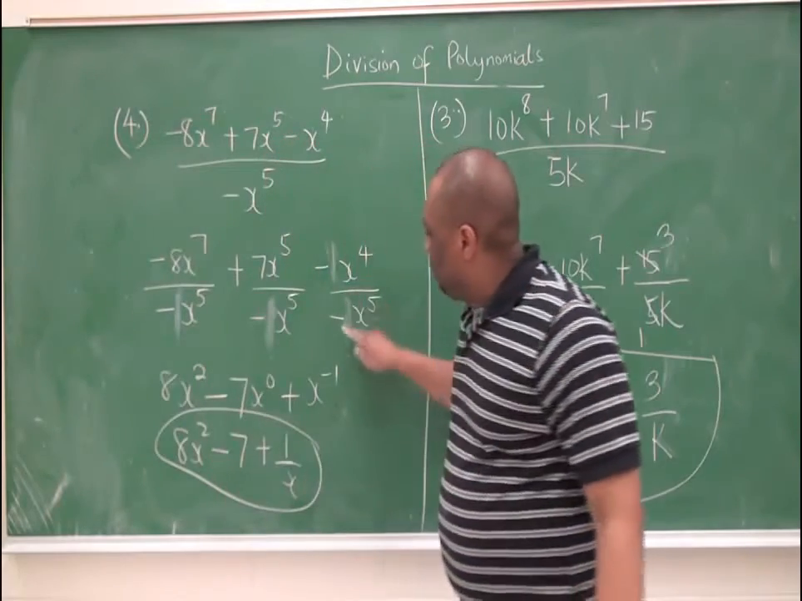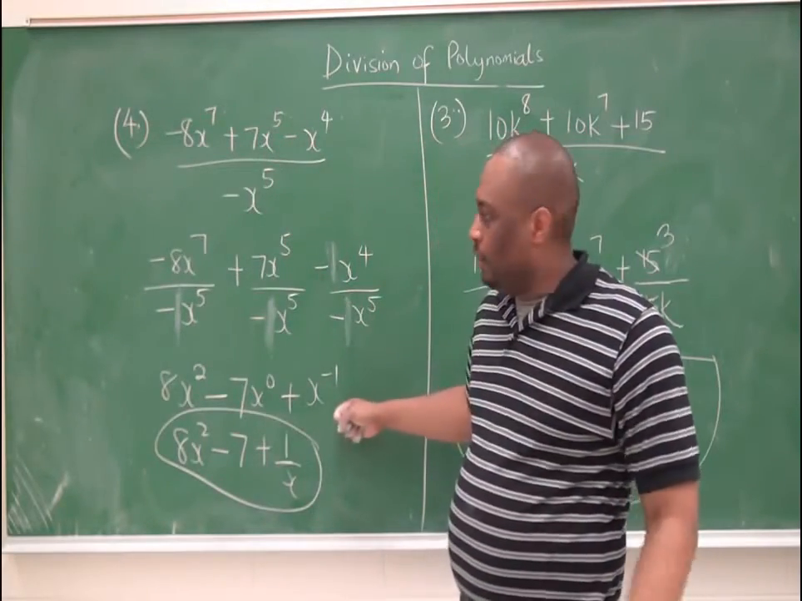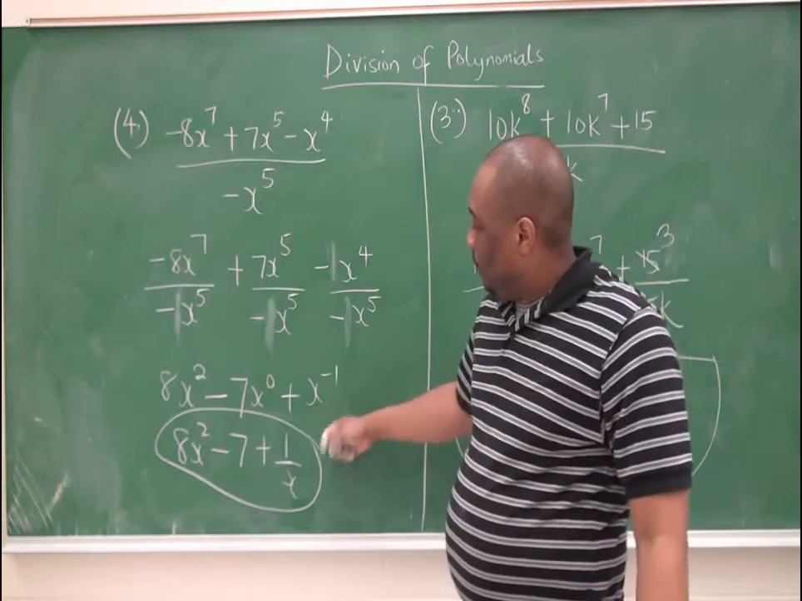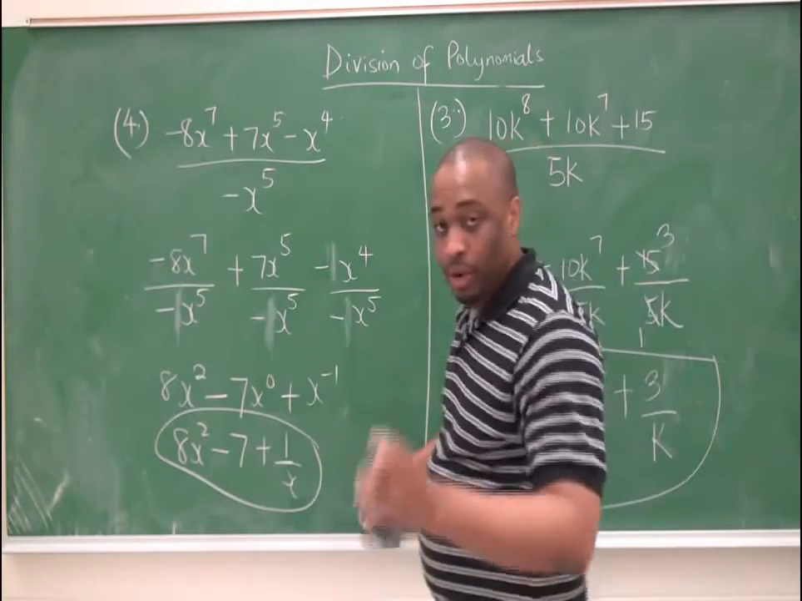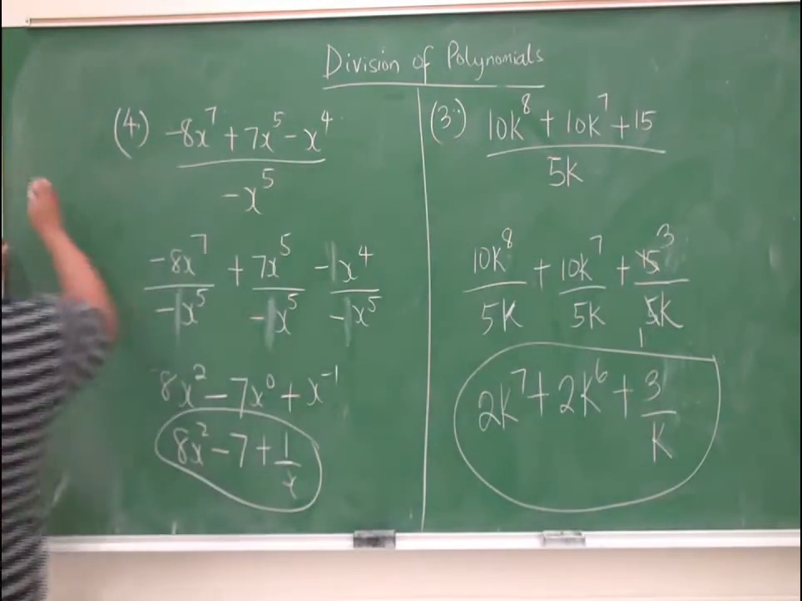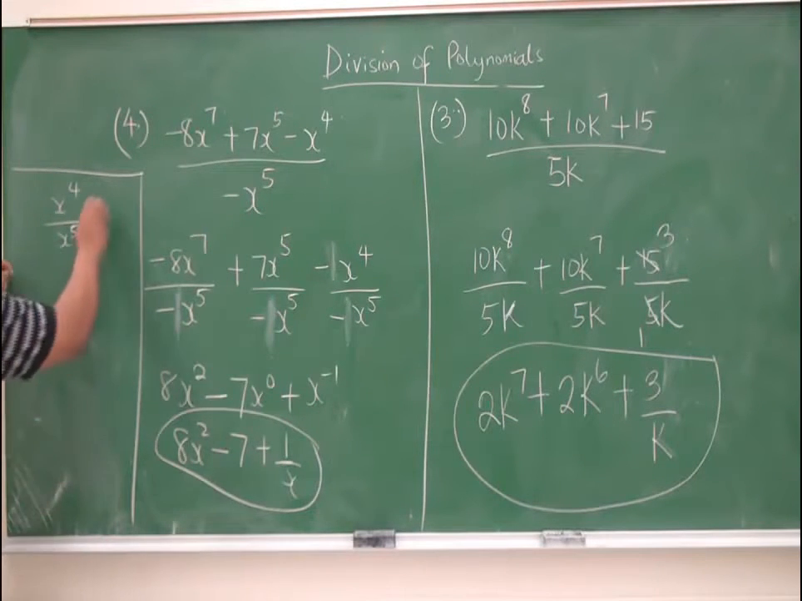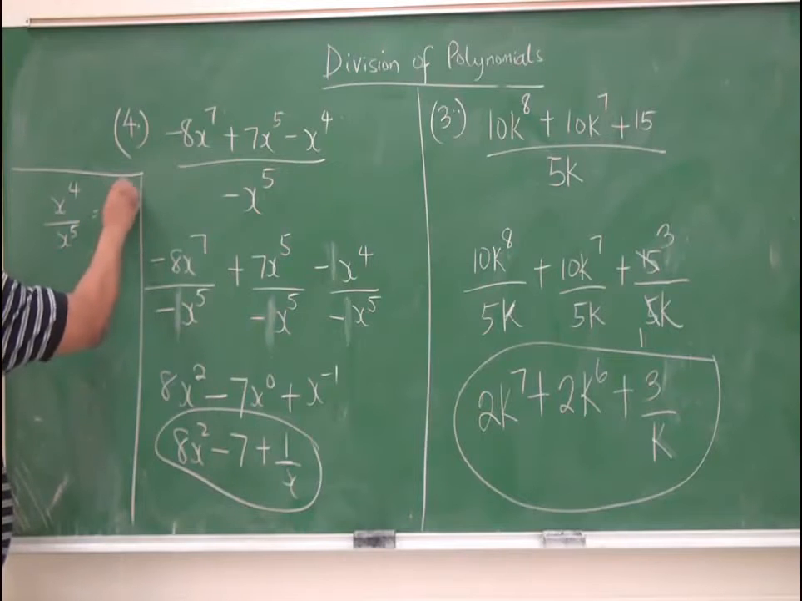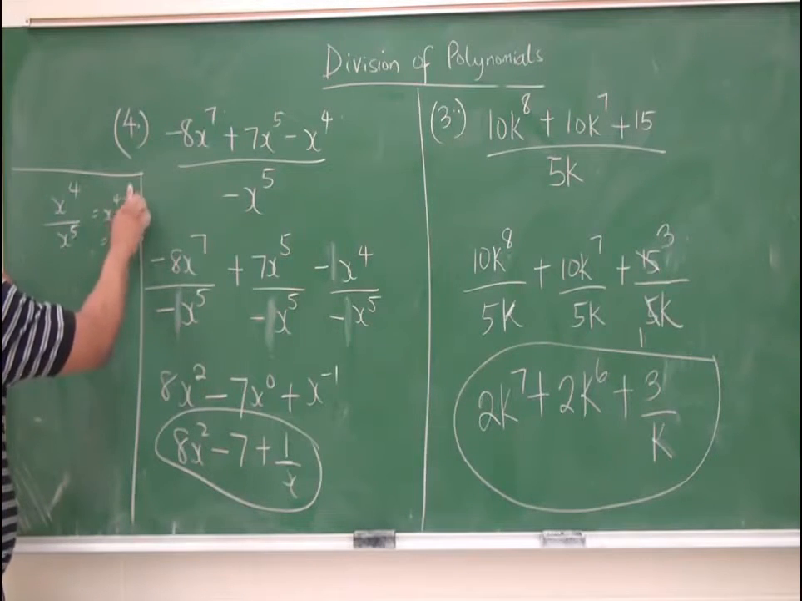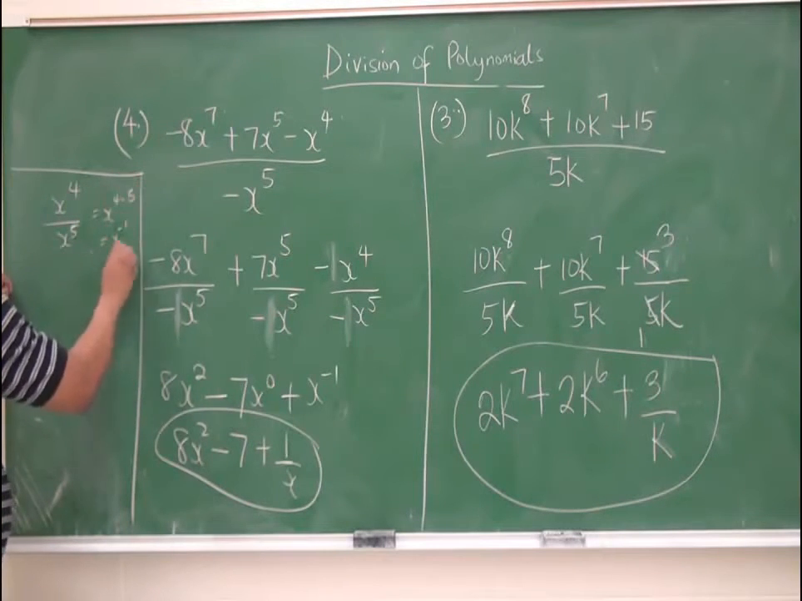Now, if you are confused about this, because some folks might be confused, how did I get 1 over x? See what you do. Because I know the questions that students ask. They will add x raised to the power 4 over x raised to the power 5. If you look at the laws of exponents, it means x raised to the power 4 minus 5, which is x raised to the power negative 1, which is 1 over x.